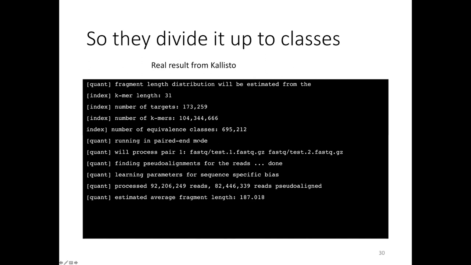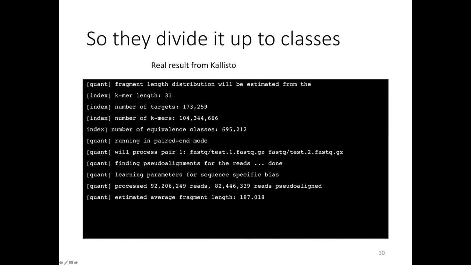This one is running in paired-end mode, and when you do that, you will also get the distribution of the insert size or the fragment size, which it will use. Then basically here it processed 92 million reads, and 82 million of those, so 90% of all the reads or even more, were mapped to the correct location.